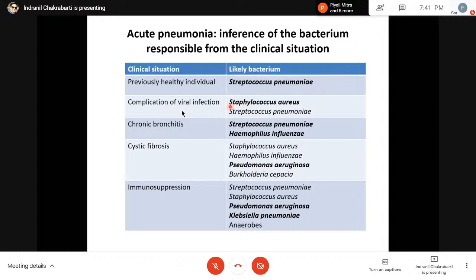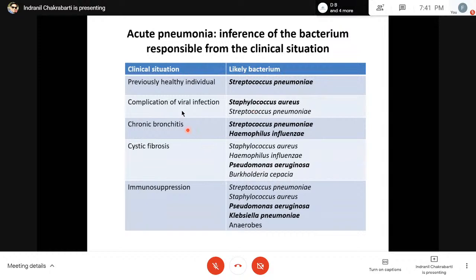Another important organism, particularly in secondary pneumonias, that is following viral pneumonias, is Staphylococcus aureus. Staphylococcus aureus pneumonia develops in children post-measles or post-influenza, or in adults as a post-influenza pneumonia. They are also involved in nosocomial pneumonia and in IV drug abusers. And one should remember that whenever Staph aureus is involved, there is a high incidence of lung abscess and empyema.